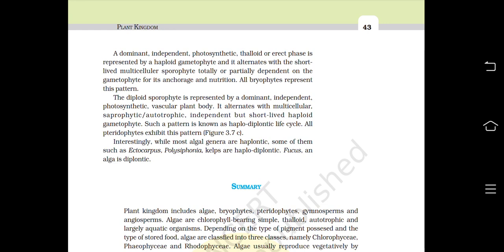The diploid sporophyte is represented by a dominant independent photosynthetic vascular plant body. It alternates with a multicellular saprophytic or autotrophic independent but short-lived haploid gametophyte. Such a pattern is known as the haplodiplontic life cycle. All pteridophytes exhibit this pattern. Interestingly, while most algal genera are haplontic, some of them such as Ectocarpus, Polysiphonia and kelps are haplodiplontic. Fucus, an alga, is diplontic.